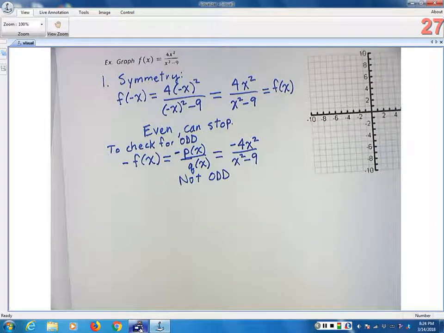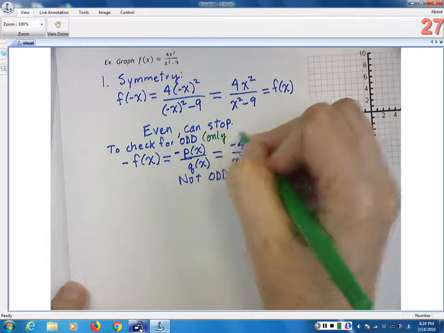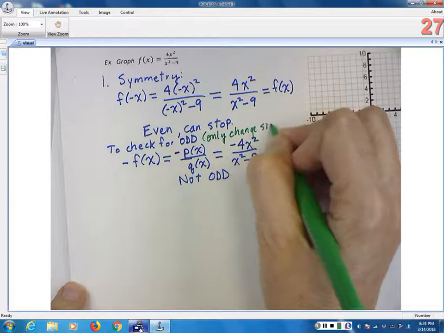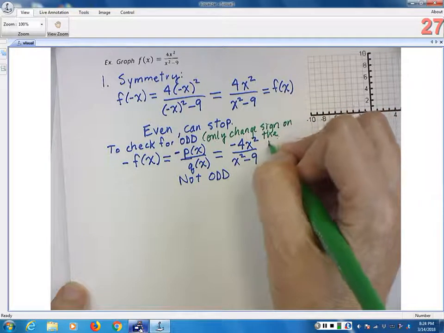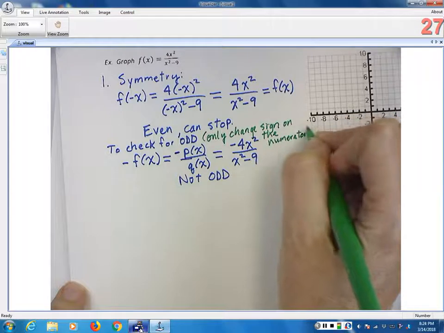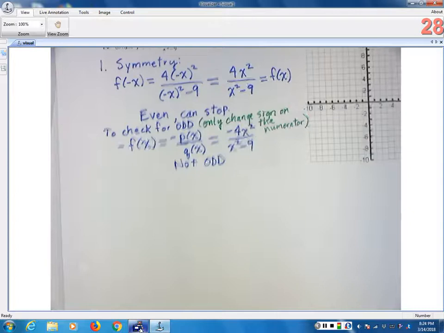So we'll write that down. Only, this is a common mistake. If you change the sign on both, it's a double negative, and it's just the positive. Okay. All right, but we checked symmetry.